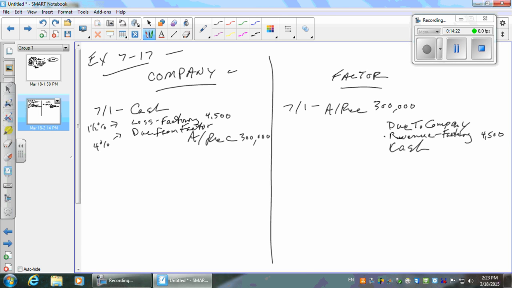Okay, so due from factor is 4% times 300, or what, 12,000? That's 12, right? Due to company, 12,000. So how much cash is going to change hands? So it's 300 less 12,000 less 4,500. How much is that? 283.5. My bad.